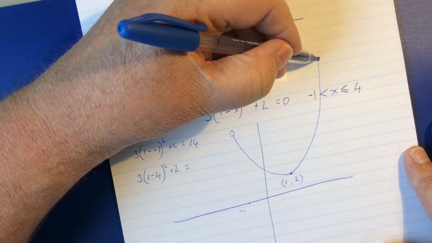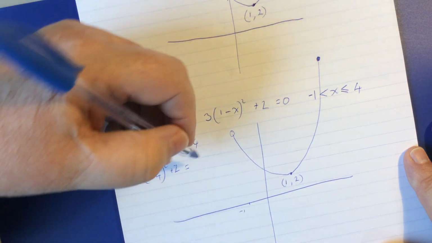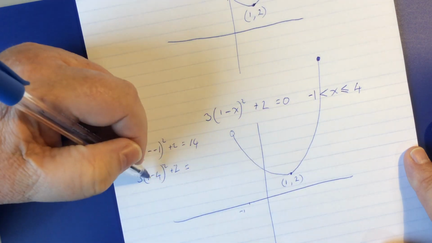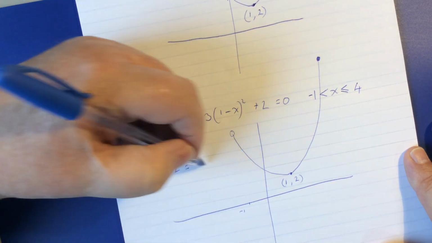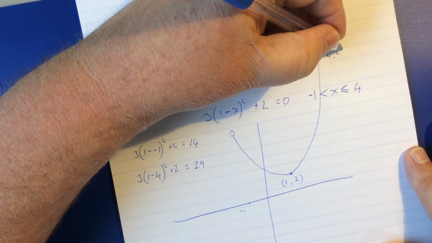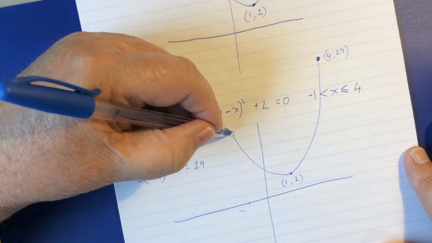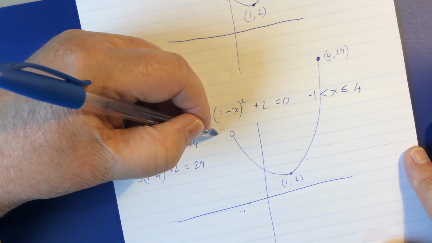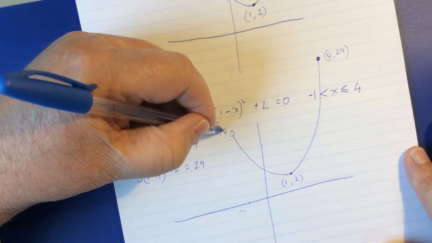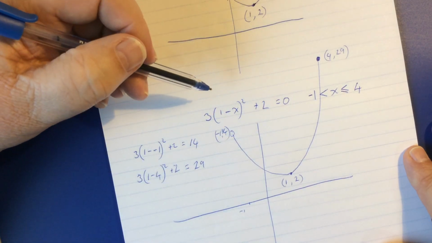And the reason for that is because we have an equals in here. So this point here, what did I say? 29. 9 threes are 27, yeah, 29. So this point here is 4, 29. This point here, if we actually attained it, would be negative 1, 14. Just get that written in there, not very neatly.